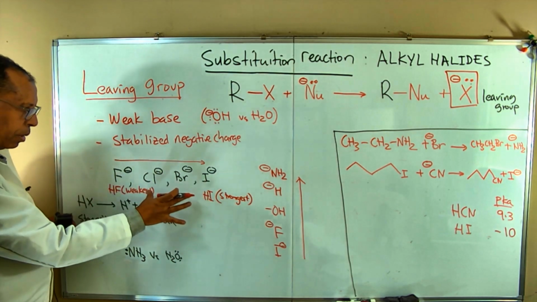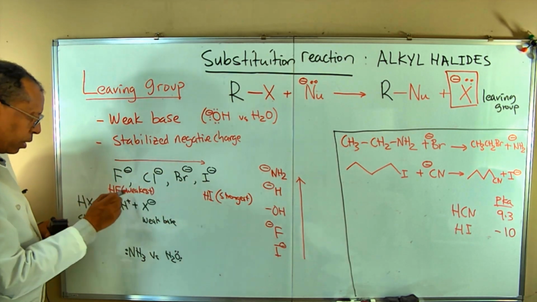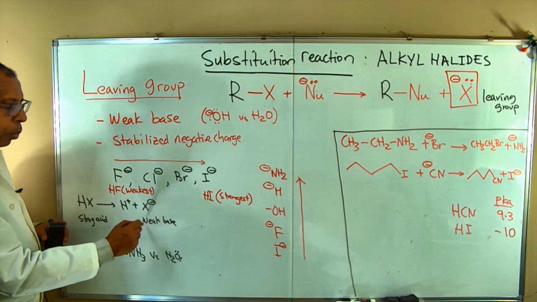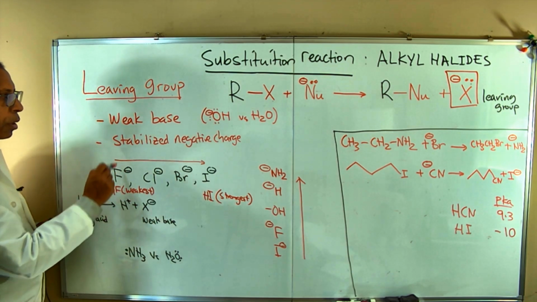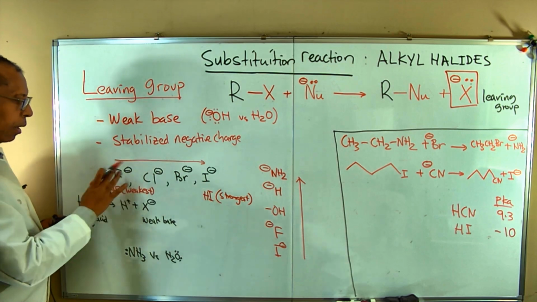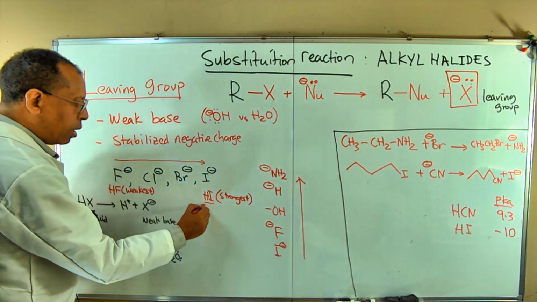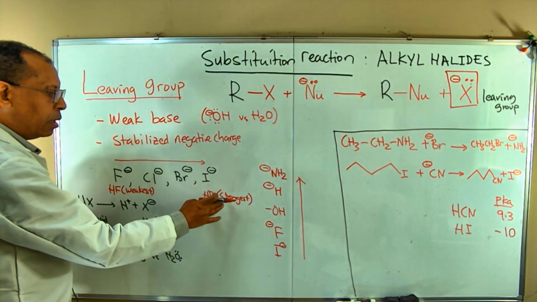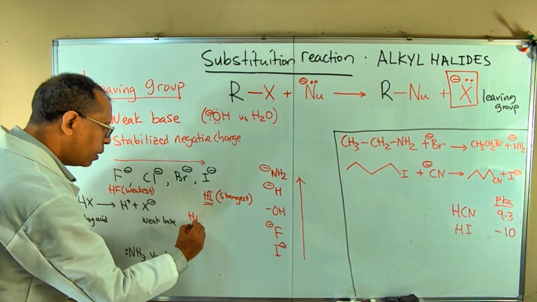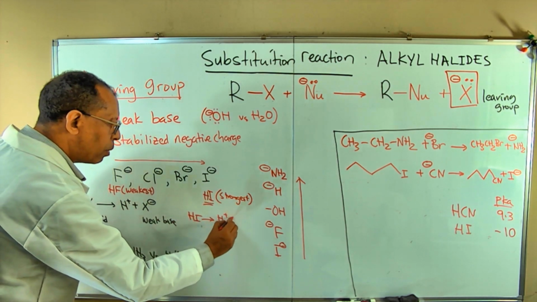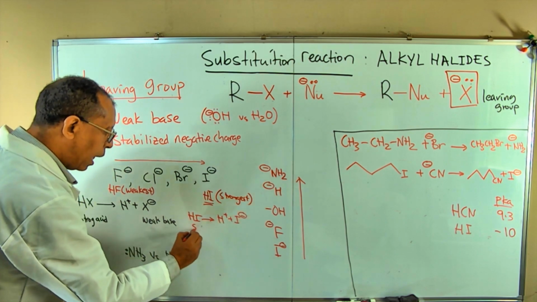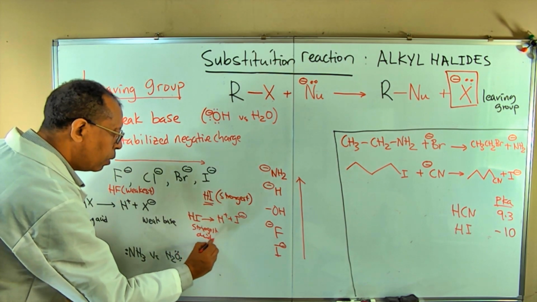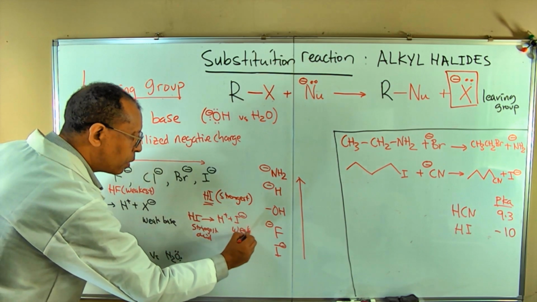The reason I brought this comparison is that the weakest acid would give the strongest base. You don't want that. Therefore, F minus would not be a weak base. That means it's not a good leaving group. So HI, when it's dissociating, it gives you I minus. That means the strongest acid, HI, when it dissociates, it gives H plus and I minus. The strongest acid would give the weakest base.